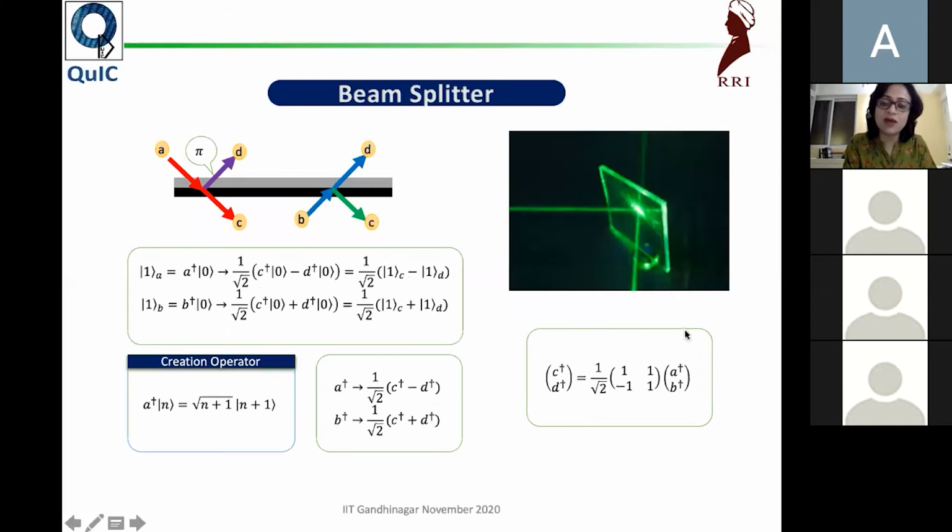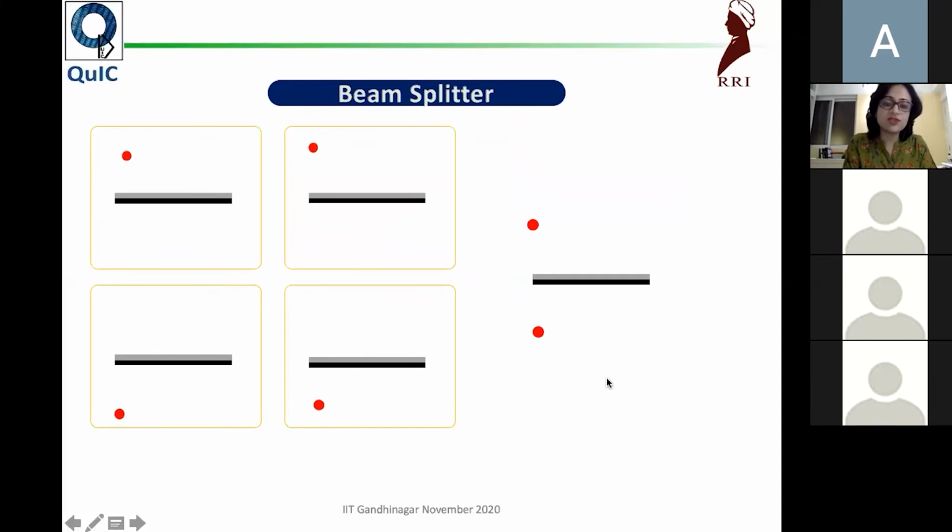And so just a reminder, this is going to be a beam splitter matrix. And so now if I have a photon incident on a beam splitter, a single photon, it will either get reflected or it will get transmitted, right? So these are the possibilities.